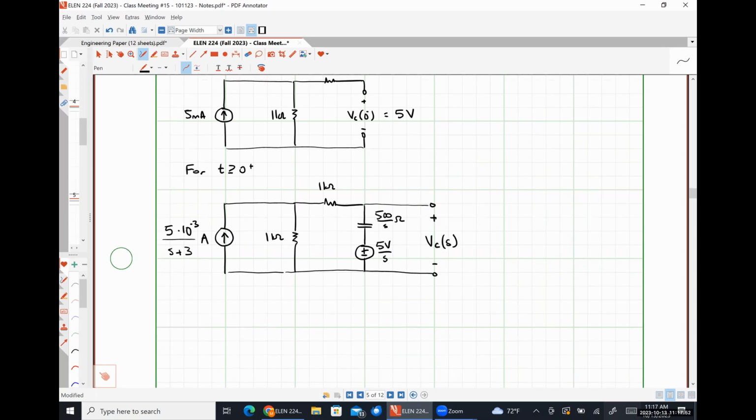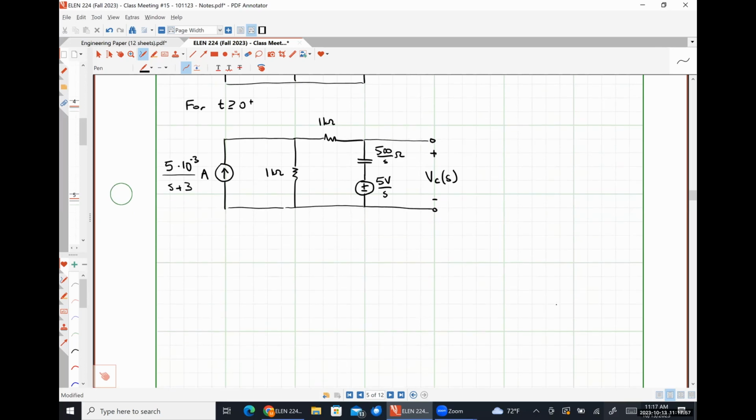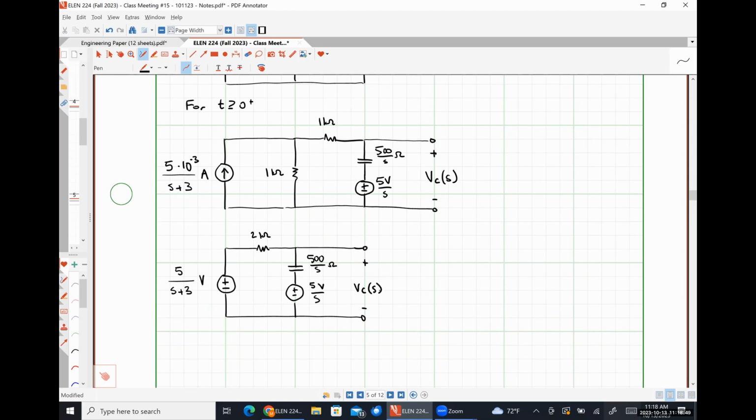Okay. So a source transformation on this thing, we are going to have five over S plus 3 volts in series with, I'm just going to put this 1K in series with this other 1K, so it's going to look like 2K. 500 over S ohms plus or minus 5 volts over S. And once again, this is our VC as a function of S that we are looking for, and then we'll go back into the time domain to solve it for V of t, or VC of t.